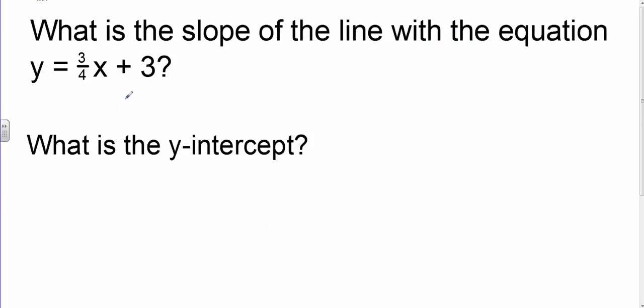So, what is the slope of a line with the equation y equals 3/4 x plus 3? Well, since the equation of a line is y equals mx plus b, and m means slope, that means the thing that's in front of the x is the slope. So the slope of this line is 3/4. What is the y-intercept? Well, the b is the y-intercept. That's the constant that you see there. So that will be 3.